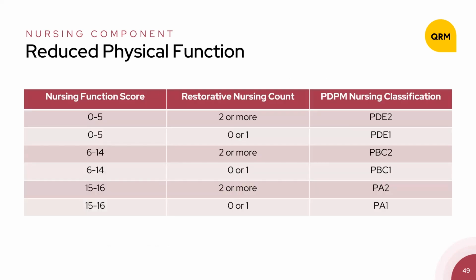So for the reduced physical function, it includes all of our functional scores from 0 to 16. And then we're looking at our restorative program. So again, the P tells me it's that reduced physical function. The A tells me it's a 15 to 16, so highly independent residents, right? My B to C tells me it's a 6 to 14, and my DE tells me it's 0 to 5. The end split, the 2 and the 1: 2 tells me I have 2 or more restorative programs. The 1 tells me I have 0 or 1 restorative program.